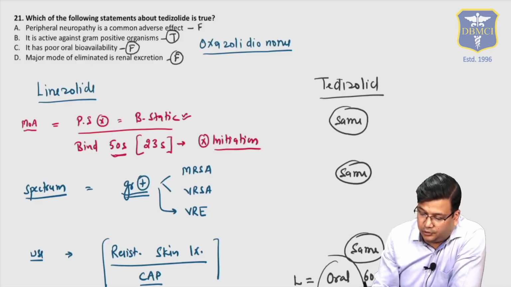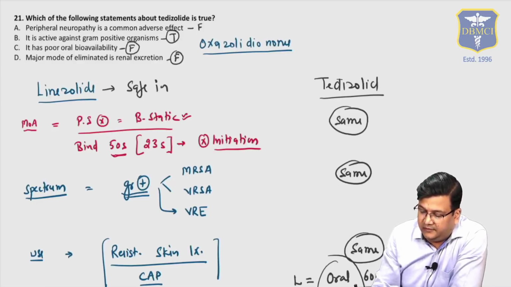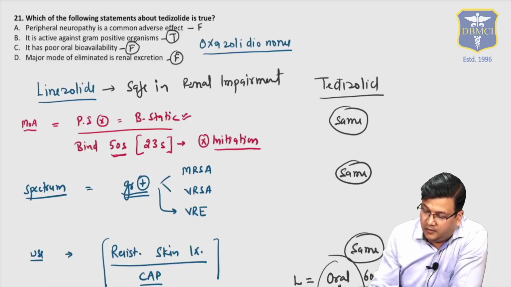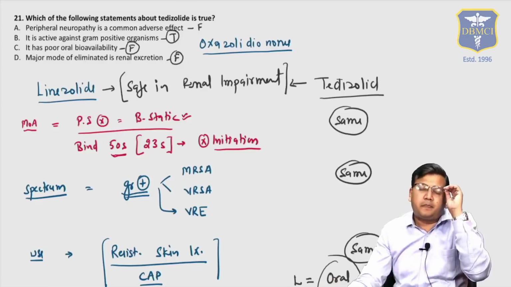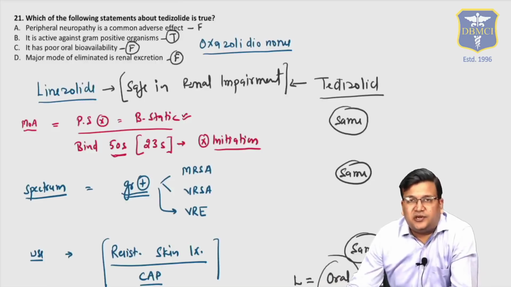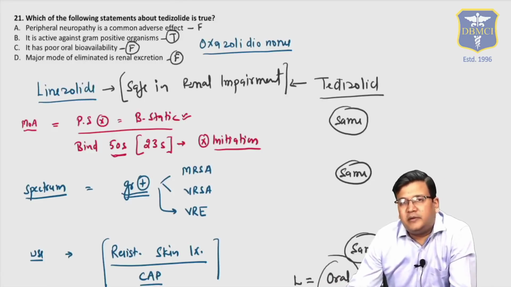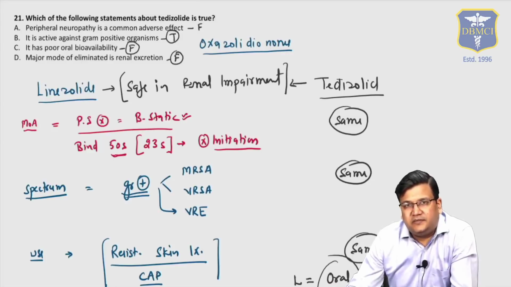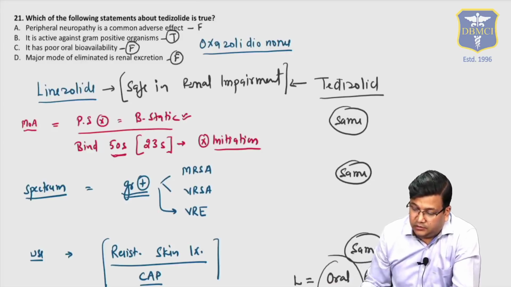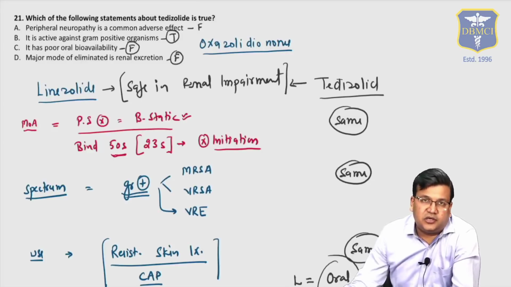These drugs, both tedizolid and linezolid, are safe in renal impairment. They are metabolized in liver and the products can be excreted in urine, but they have no problem as far as renal impairment is concerned. We can give the normal dose. So the answer to this question, the only true statement is B.